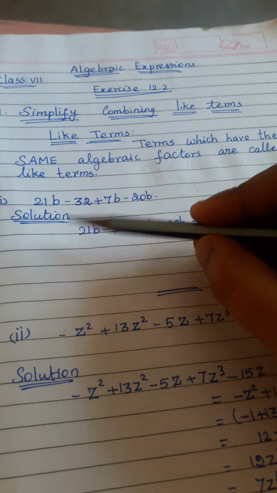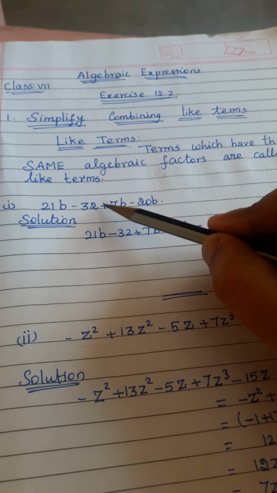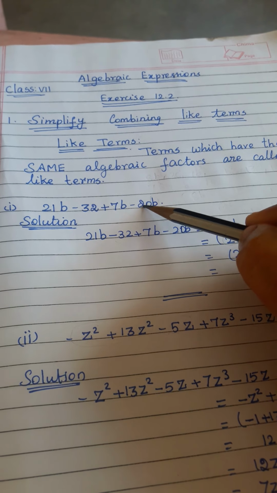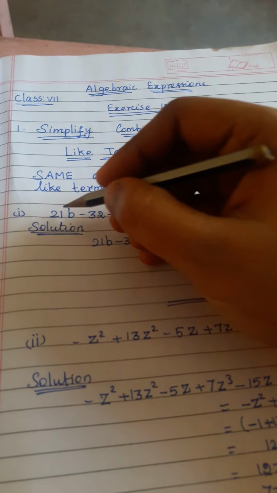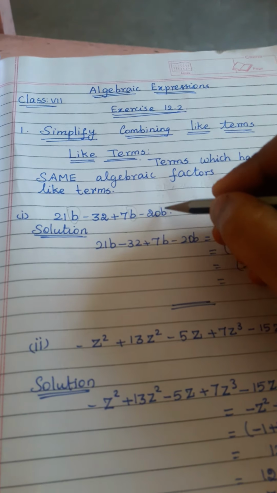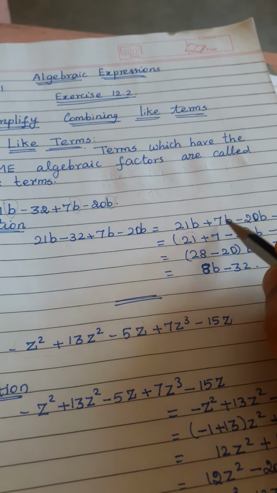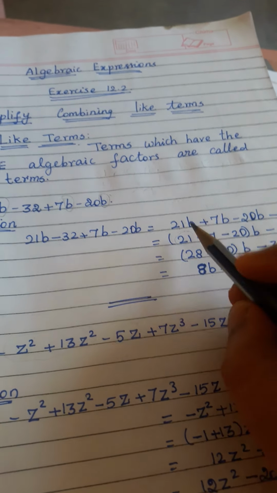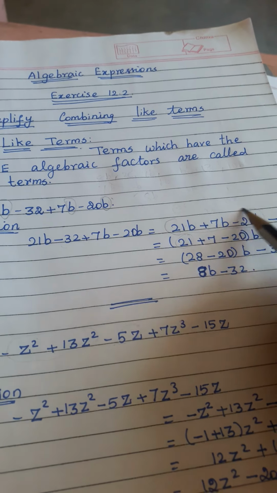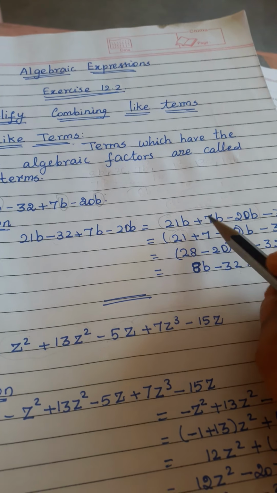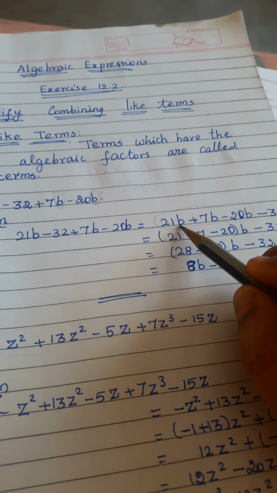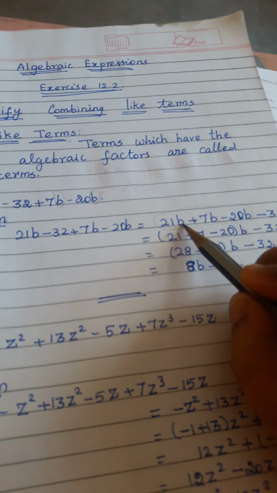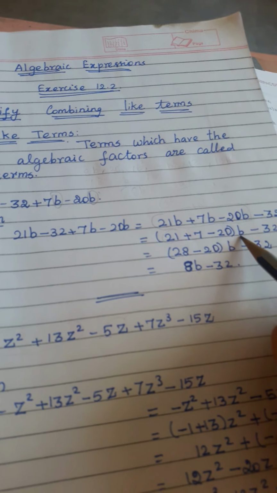So the first question, 21b minus 32 plus 7b minus 21b. Here the variable is b. So first rearrange the terms, then we get 21b plus 7b minus 20b minus 32. So in these three terms we have the same factor, that is the same variable. The variable is b. So you take this b as common.